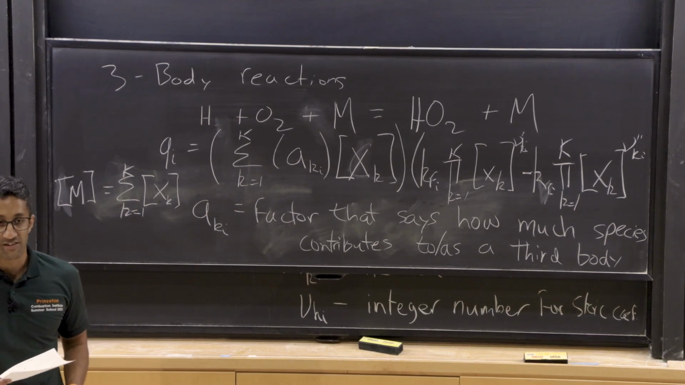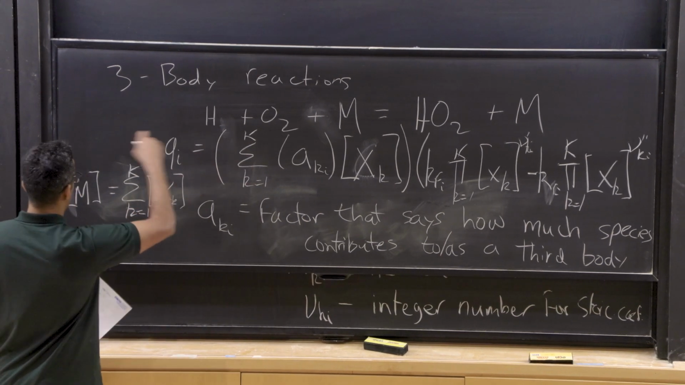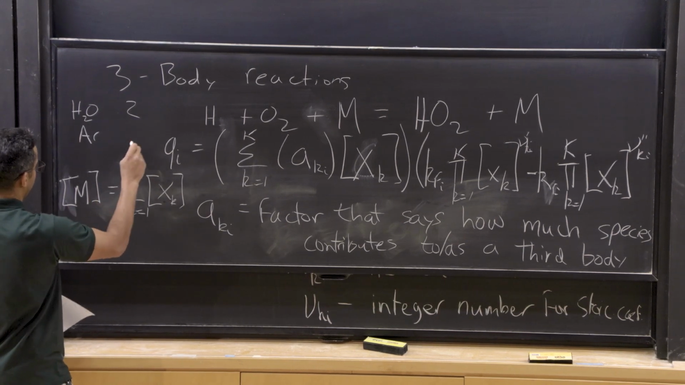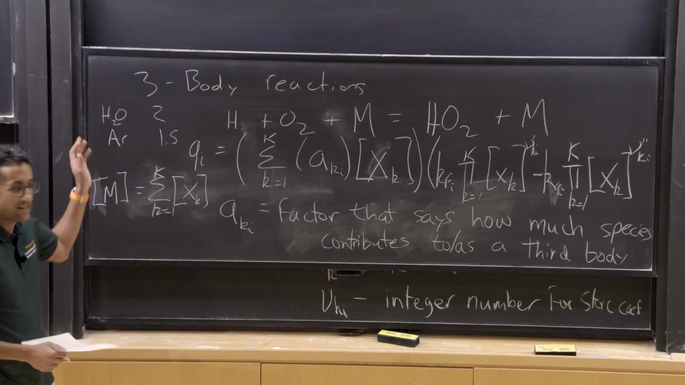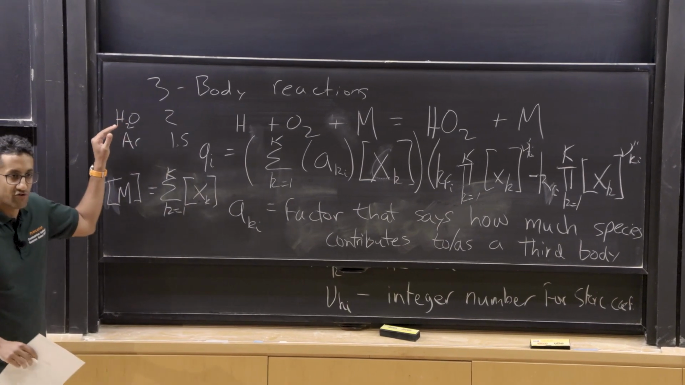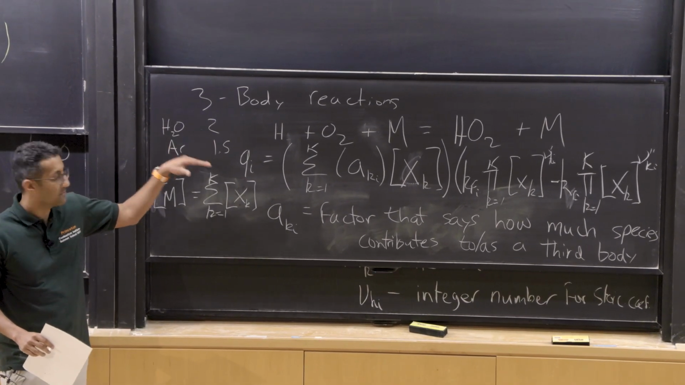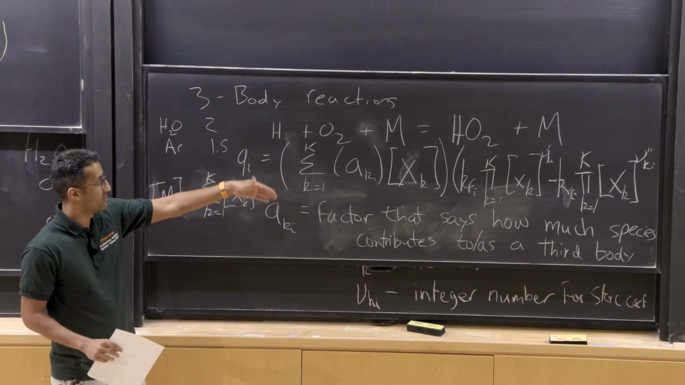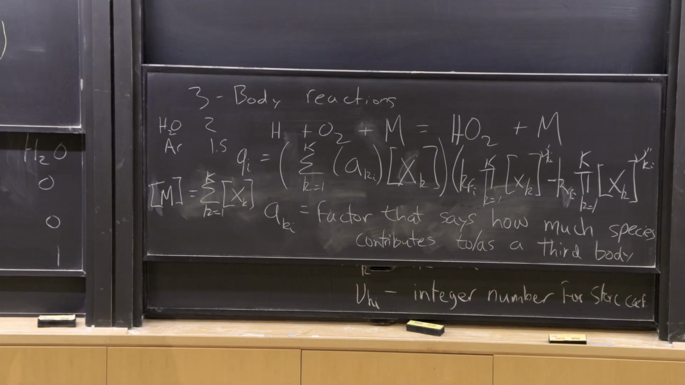But sometimes in reaction mechanisms, below the reaction they'll write a species, H2O, and put a number 2 next to it. And they'll put argon and say 1.5. That tells the code that AKI, the contributor, now treats water vapor, H2O, as double. You take its concentration and multiply by 2, so it contributes 2 times as much to the overall pressure dependence of the reaction.